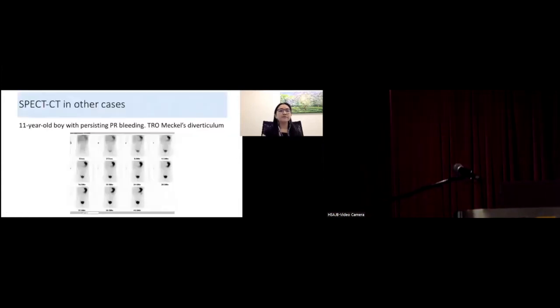So we go on to a few rare cases. An 11-year-old boy with persisting colorectal bleeding. If you can see from this scan, there's a small focus of uptake at the right iliac region. It appears at the same time as the stomach uptake, increasing over time. But the location of this uptake raises the possibility of a bladder diverticulum.